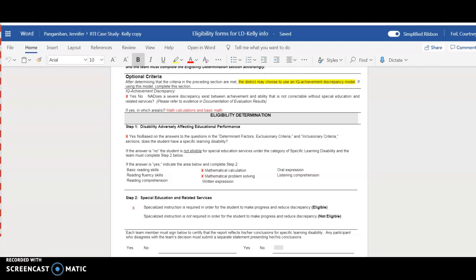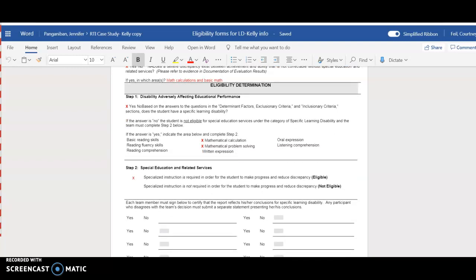In this case, the school district did do IQ tests, and so there is a discrepancy between the achievement of the student, in this case Kelly, and the ability, and it's not correctable without special education and related services. And this would also need to be documented in the documentation of evaluation results page. And again, the area is math calculations and basic math for Kelly.